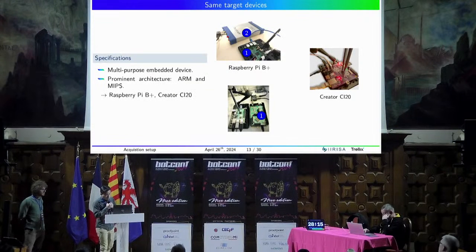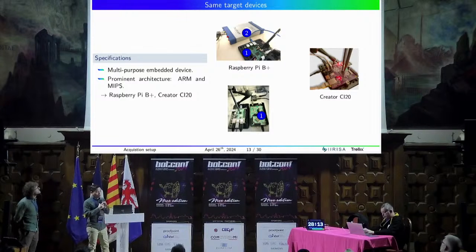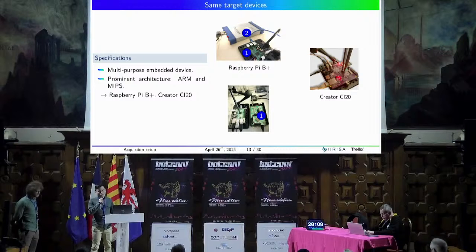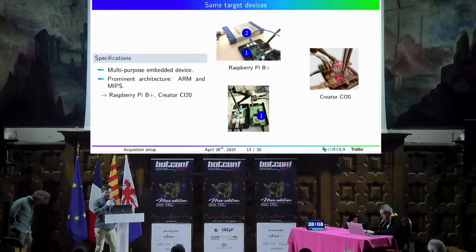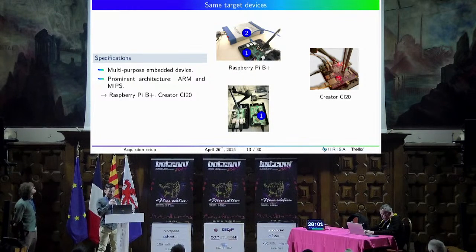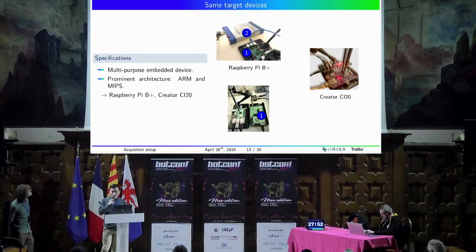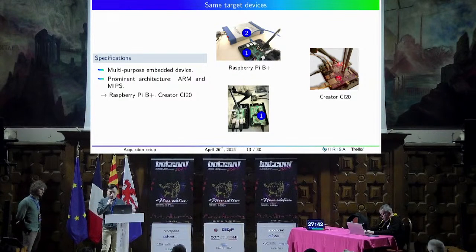For the target device, we wanted a device that can run as many malware samples as possible, right? So Raspberry Pi was a choice, and Raspberry Pi runs on ARM. The other one we picked was the Creator CI20, which runs on MIPS. So we have two architectures, and the malware we have been collecting can work on both architectures as well.